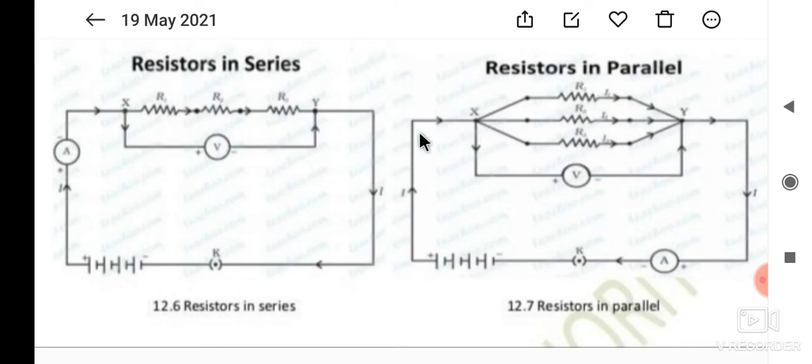Now this is a circuit diagram of parallel connection. Here these three resistors are in parallel to each other. Again here the voltmeter is in parallel. So this type of connection is said to be a parallel connection. Okay, and this one is the series connection.